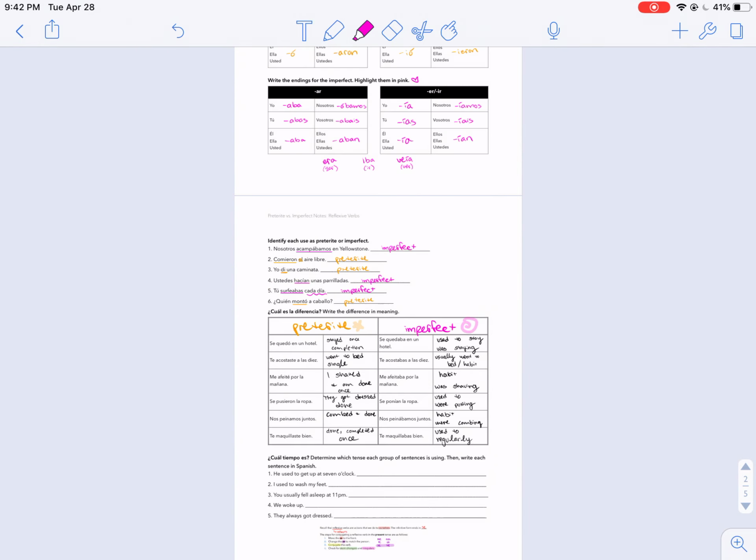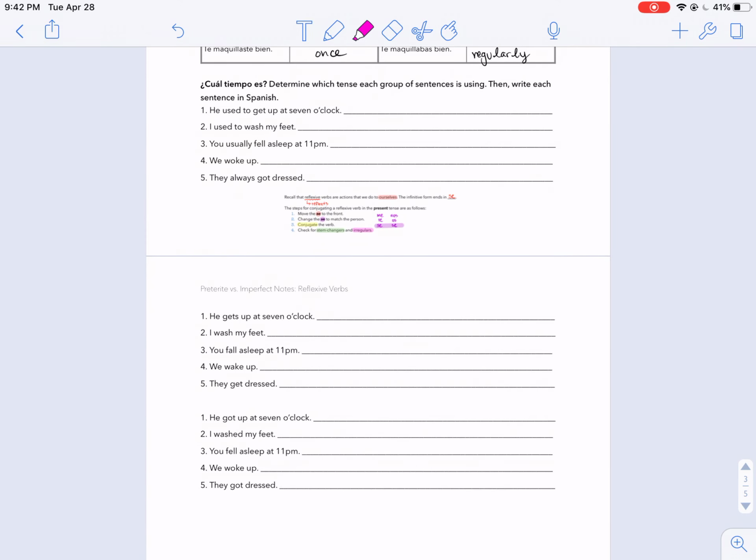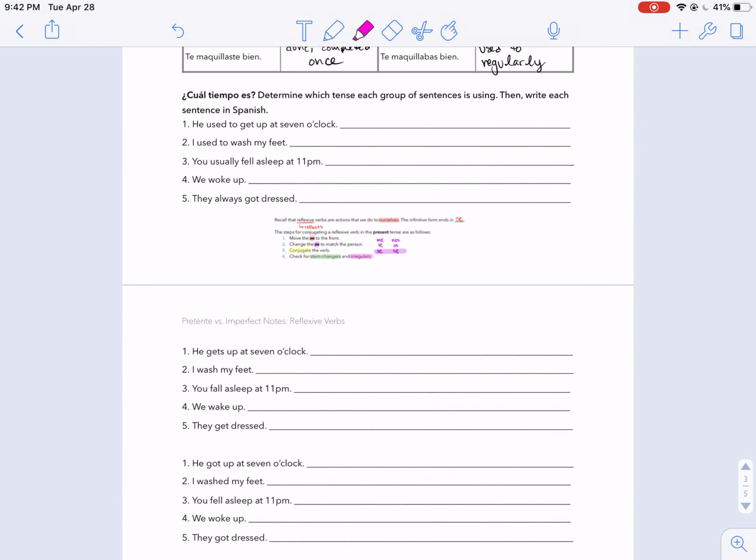For the rest of our notes, we're going to look at 3 sets in the present tense, and we're going to decide what tense they're in. And then we're going to use our conjugation knowledge and put them into Spanish. So what's important to remember here is these all have the same tense. These are all the same group.